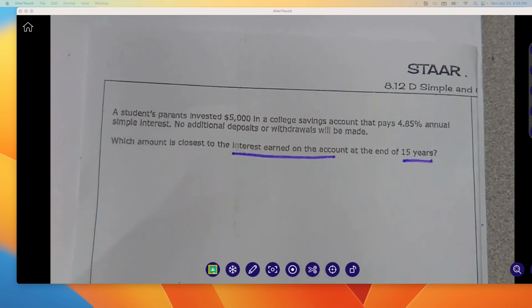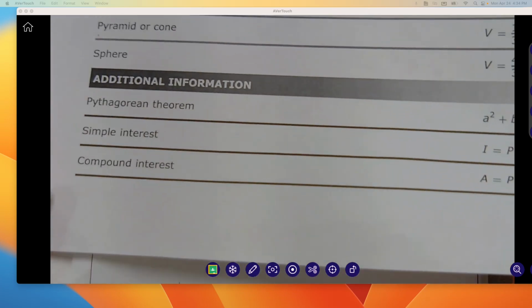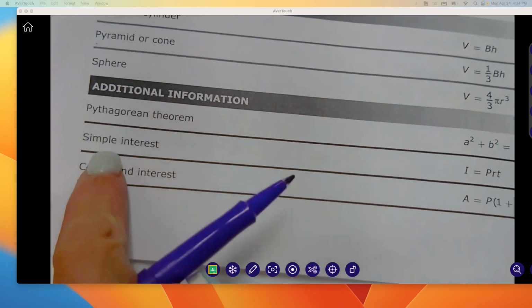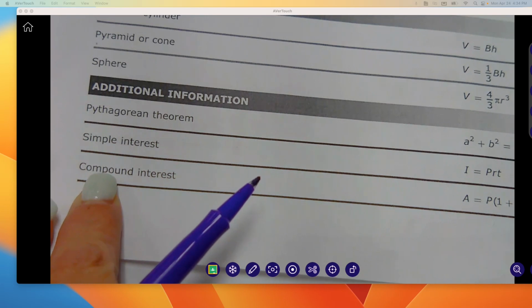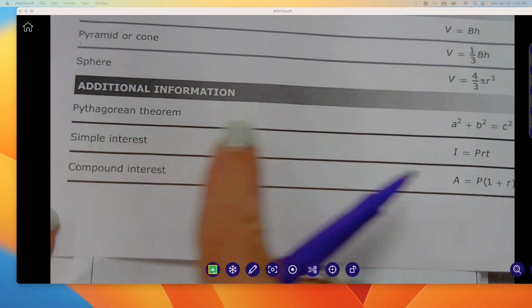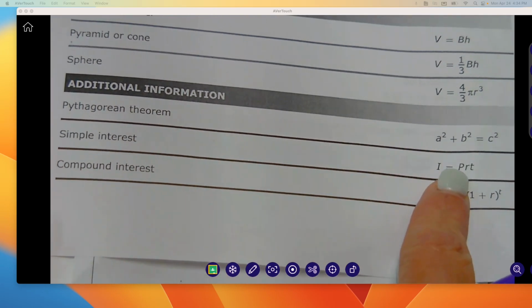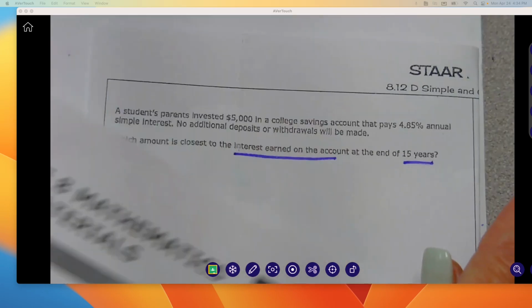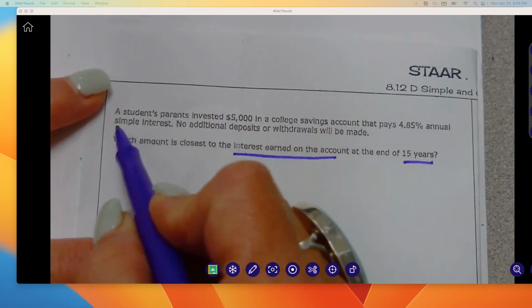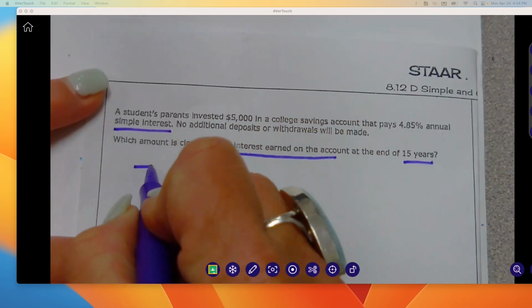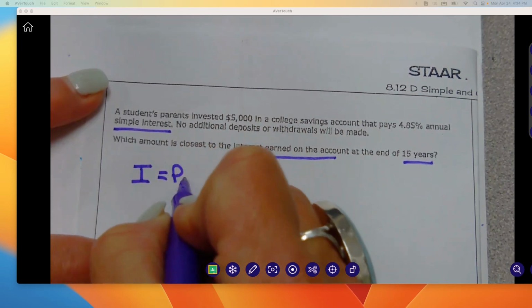Okay, so you're going to look at your formula chart. Under additional information, you're going to see where it says simple and compound interest. Because the problem says simple interest, we're going to use the simple interest formula, which is I is equal to PRT. So let's come over here. It says simple interest. So we're going to write the formula I is equal to PRT.